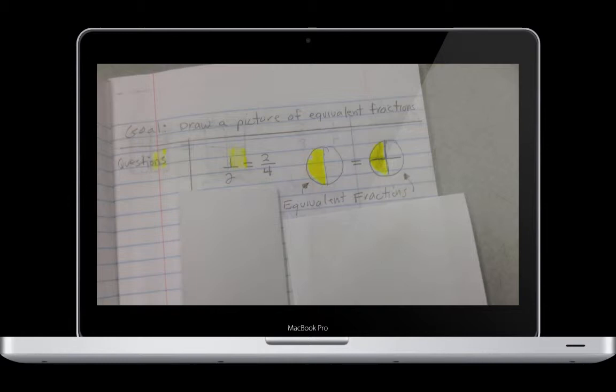Go ahead and draw those and shade them in. You don't have to use yellow. And label those equivalent fractions.